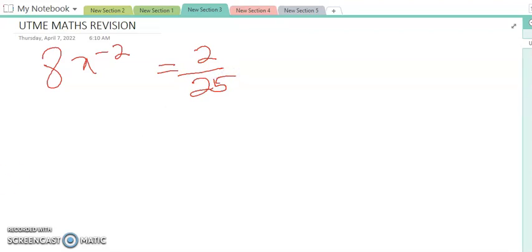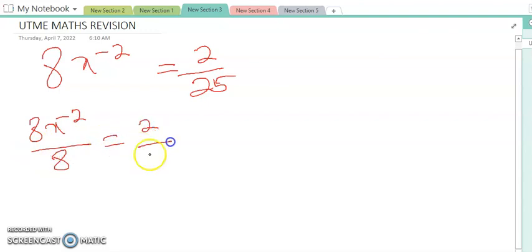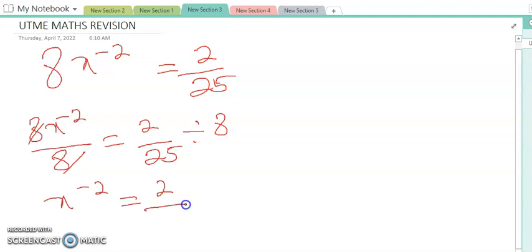How do we solve that? Let us have 8x raised to power minus 2 divided by 8 equals 2 over 25 also divided by 8. So what do we have? 8 cancels 8. So we have x raised to power minus 2 equals 2 over 25 times 1 over 8.